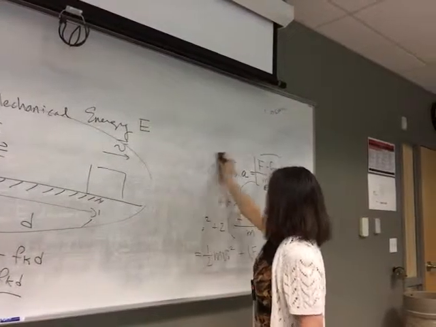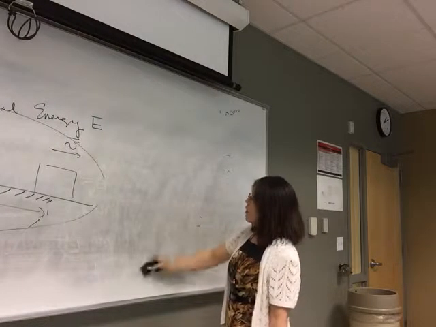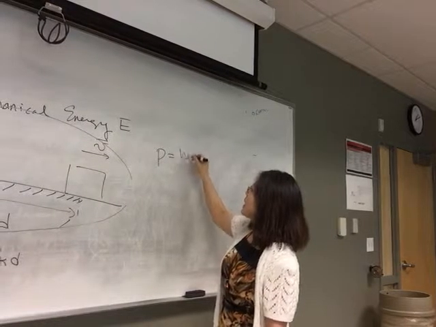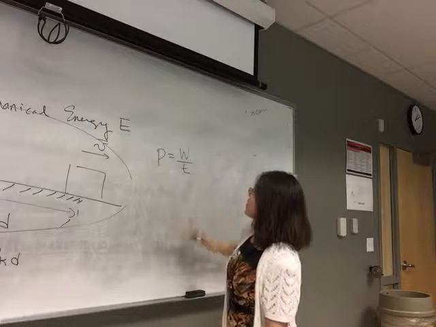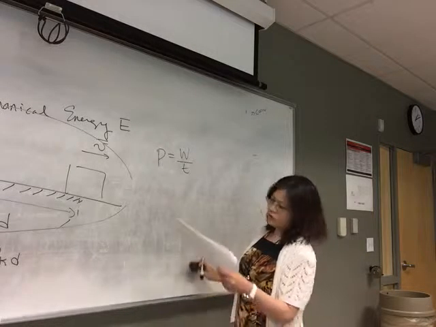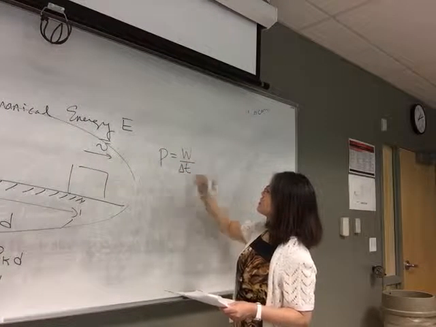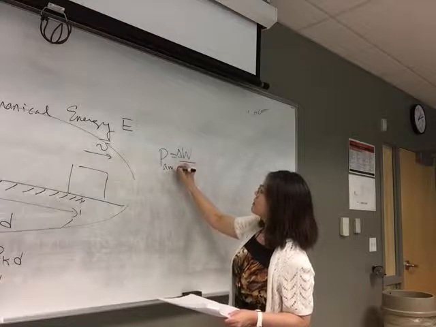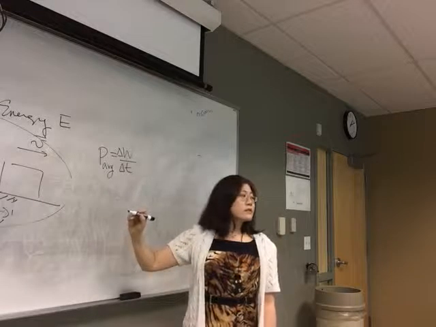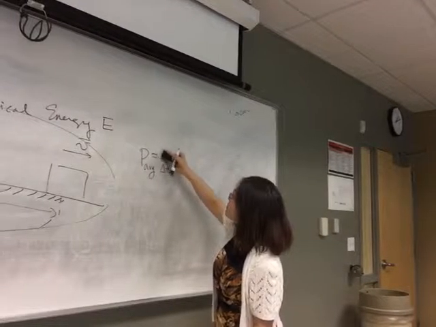The last concept I want to talk about is that we mentioned power in the previous chapter, and power, if you remember, is defined as the work done over time. This is instantaneous power, right? Delta t. This is average, right? Yes. This is the work, right? Okay.